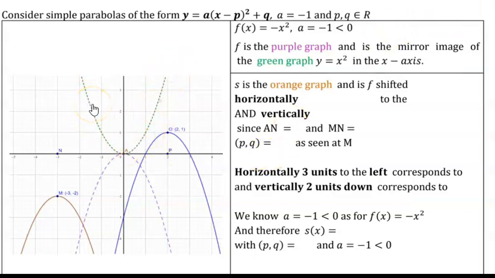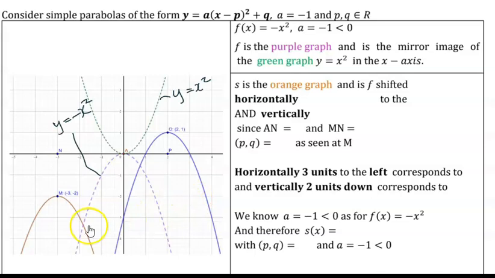This is our mother graph, y equal to x squared. And this is our mirror image about the x-axis, y equal to minus x squared. We call that f of x. So the purple graph is then the graph of f, just a broken line to show that that is where it is, which is a mirror image of the green graph, y equal to x squared. Normally that will be a solid line. It's just for the purpose of the exercise that I made it broken lines.